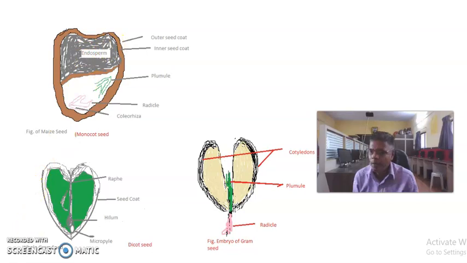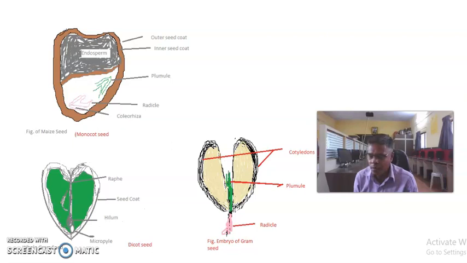So, first organ is the embryo. Embryo is the living organism which is embedded in food storage tissues. The embryo forms the root and shoot system of the plant, and it is the living organism of seed.